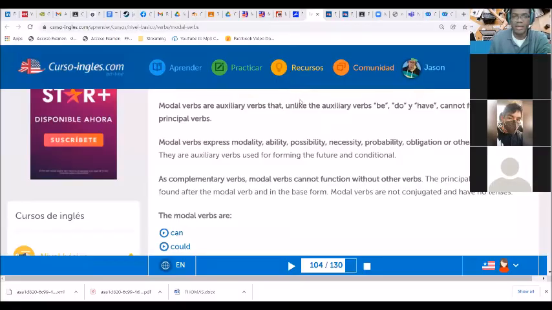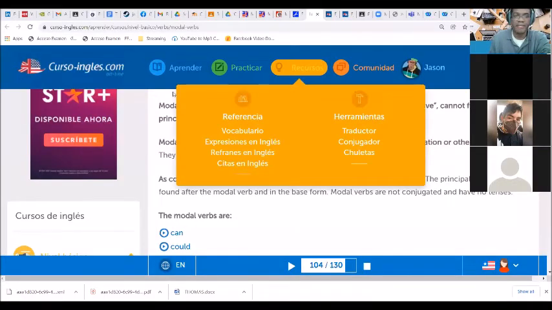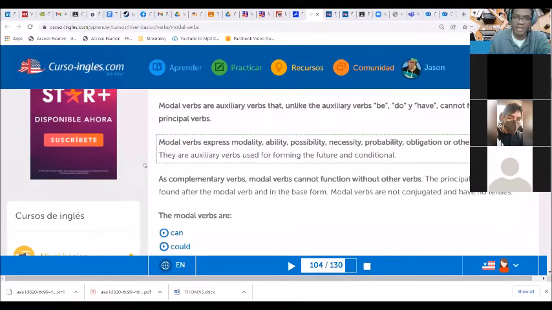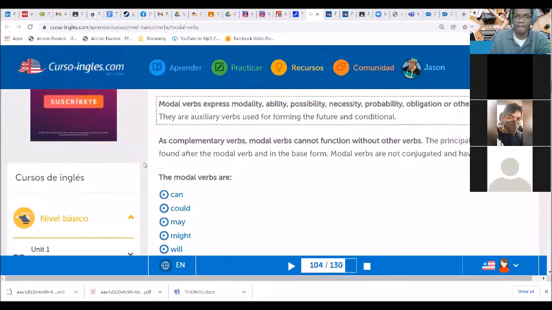Good. So let's start with modals. They do the main work, but they tell the meaning of the sentence. So they're telling the ability, possibility, probability, obligation, permission in our sentences.